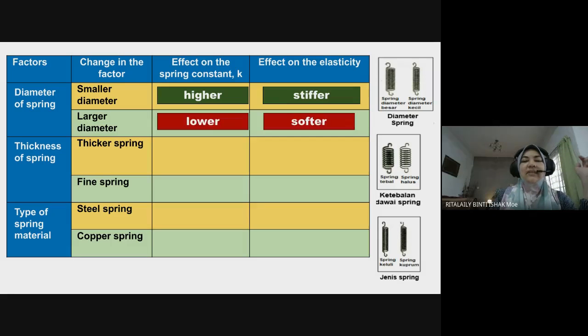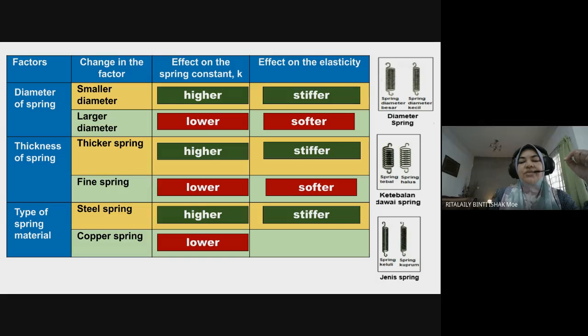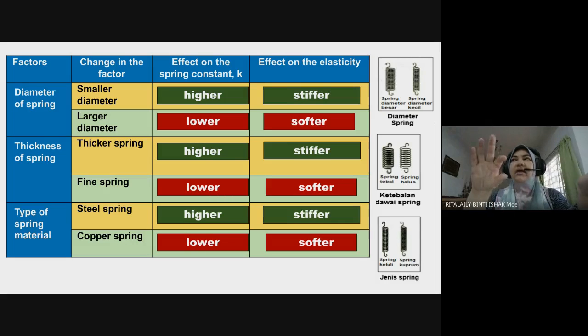Okay, so thickness of the spring. Well, actually, this one, we should do the experiment to prove this. Okay, so when we go back to school, I think there will be 2 experiments that you are going to do on the spring itself. One experiment is to prove Hooke's law, the relationship between weight and extension.